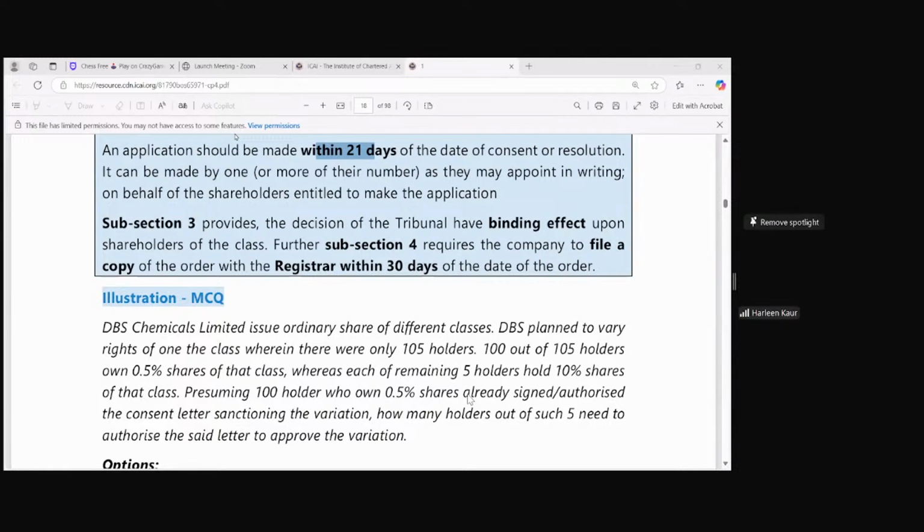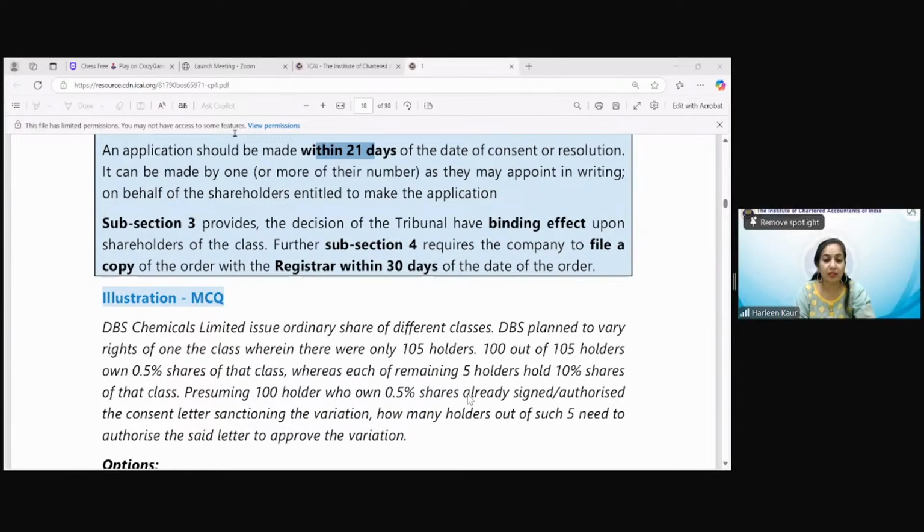Absolutely correct answers. Only few of you have given. I'm still waiting for the others. Bhumika, if class B shareholders will not agree, then the variation cannot be made because at least 3/4 of them have to give their consent. Very nice.